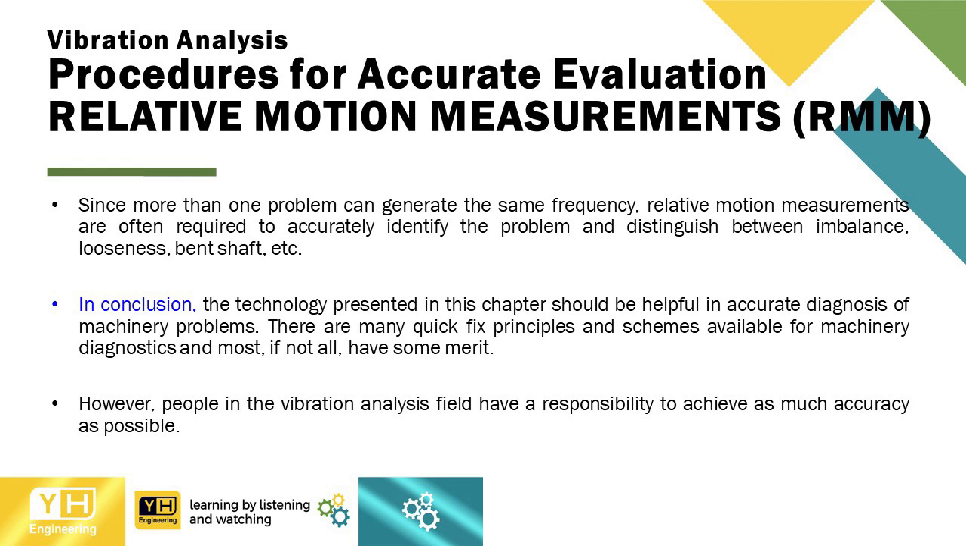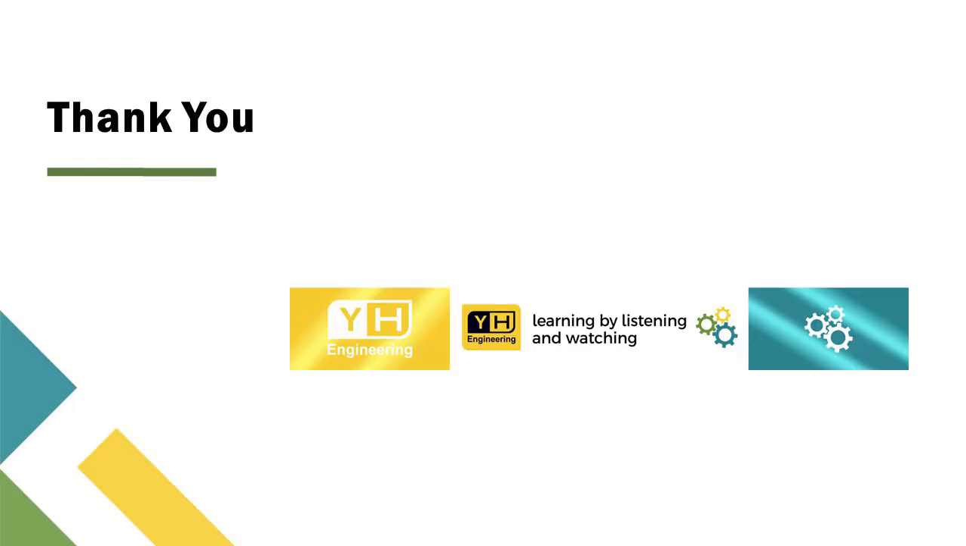Since more than one problem can generate the same frequency, relative motion measurements are often required to accurately identify the problem and distinguish between imbalance, looseness, bent shaft, etc. In conclusion, the technology presented in this chapter should be helpful in accurate diagnosis of machinery problems. There are many quick fix principles and schemes available for machinery diagnostics, and most, if not all, have some merit. However, people in the vibration analysis field have a responsibility to achieve as much accuracy as possible.